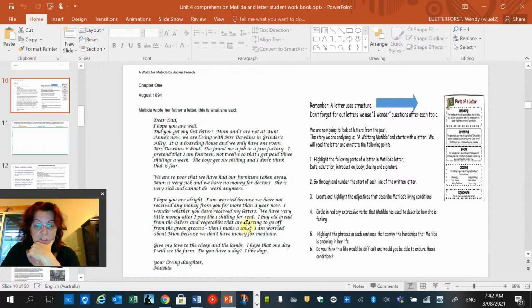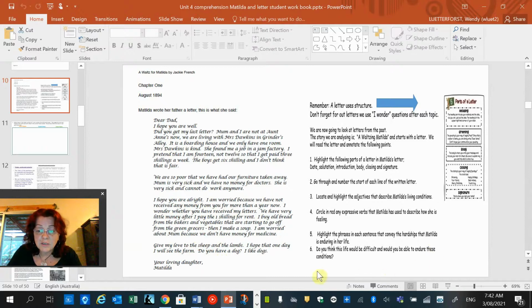I pay 1 shilling towards the rent. I buy old bread and vegetables to make a soup, that's another one. I'm worried about Mum. We've already said that she doesn't have any medicine. So in the end, that ends up being a list of nearly 10 points of hardship, which is pretty terrible, pretty extreme. They're not at home doing lessons in a comfortable house with people that love them. She's really struggling to keep her poor old mum alive, so that's pretty terrible.